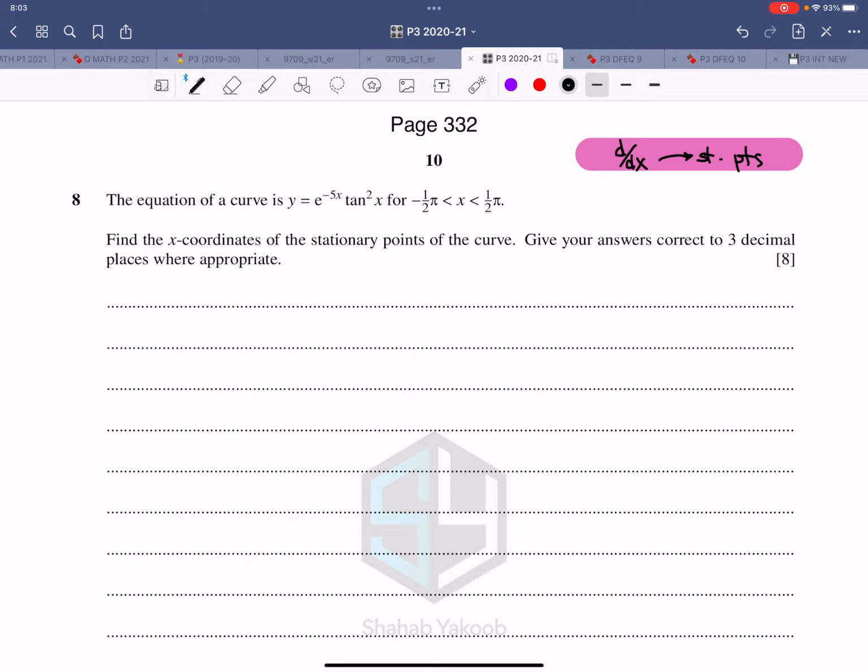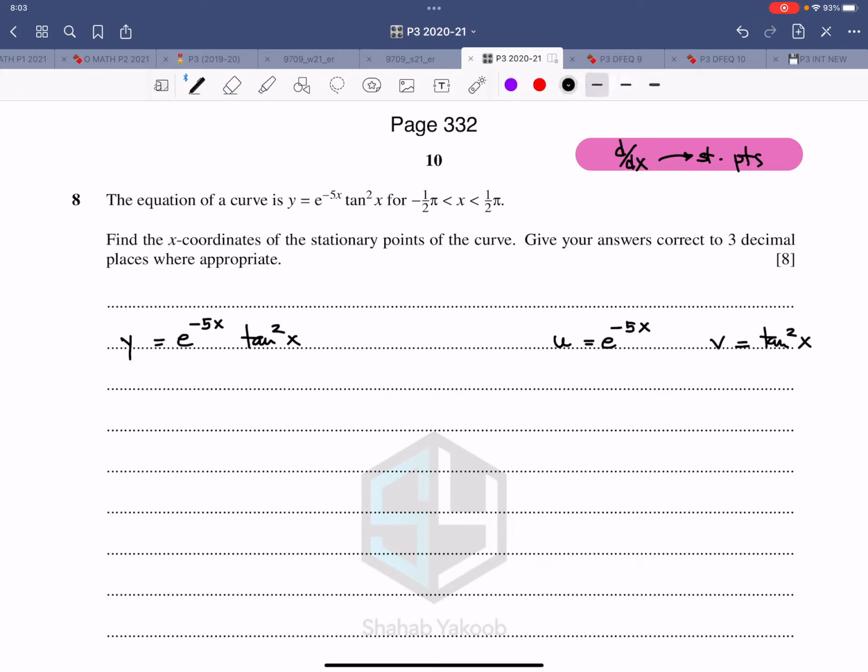y equals e raised to power of negative 5x tangent square x, and the function is valid between the limits minus pi by 2 and pi by 2. u is e raised to power of negative 5x, and dv is tangent square x. Differentiate. This is not dv, my bad. That's the overdose of integration by parts. This is v. That is u prime.